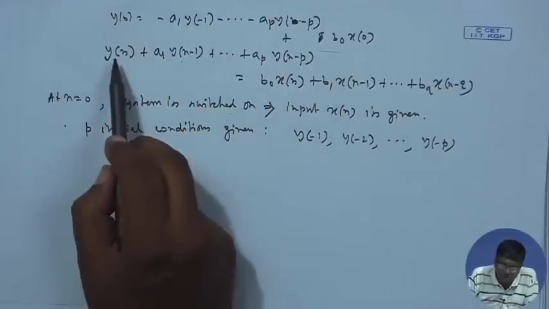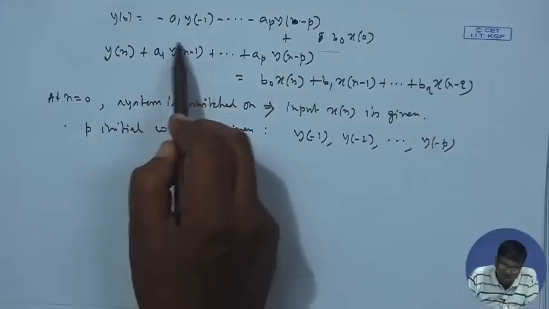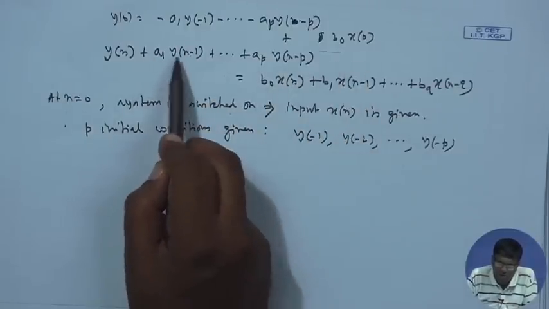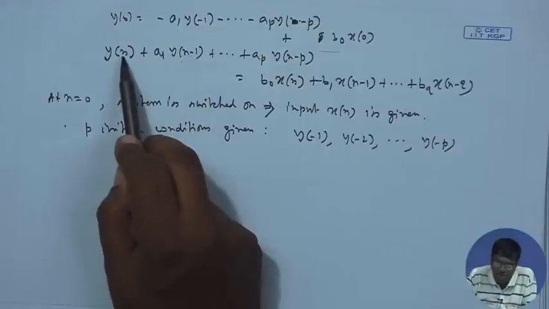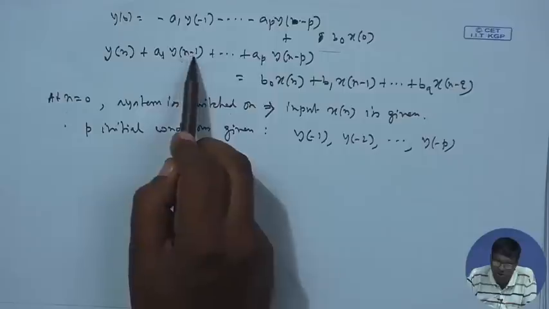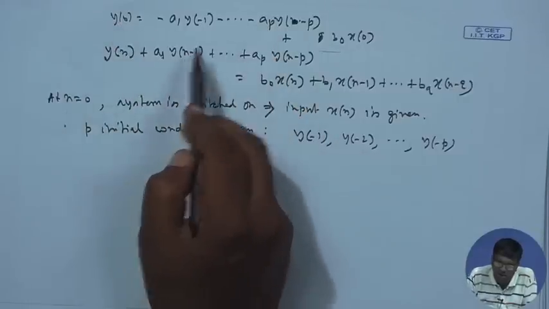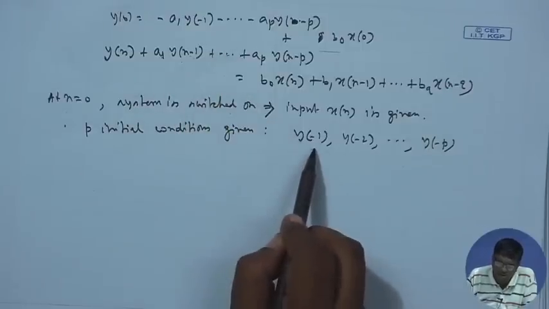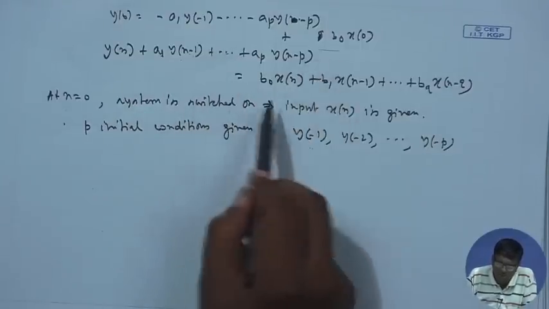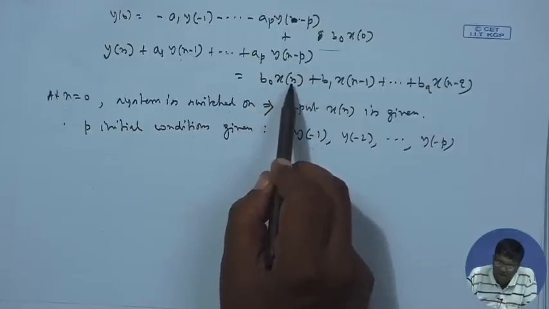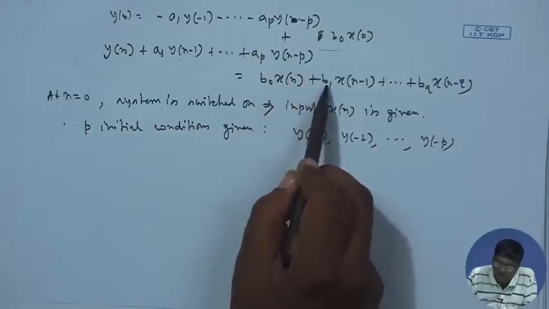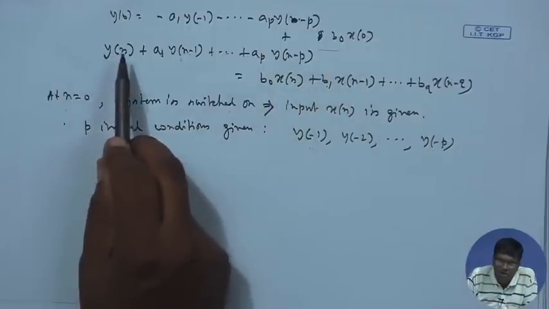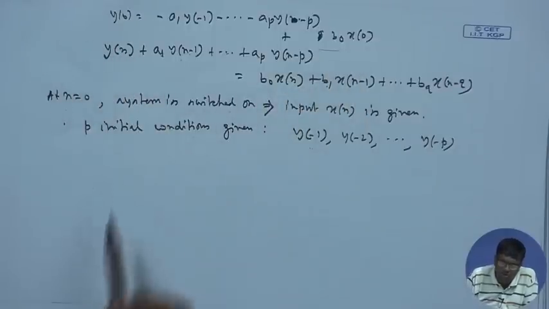Then you go to y 1. y 1 will be what? You take these terms on the right hand side. So, minus a 1 y 0, because n is 1 now. y 0 is already calculated, put it back, then minus a 2 y minus 1, y minus 1 initial condition is given, dot dot dot, and then b 0 x 1 and b 1 x 0. These two input values are known, use them, get back y 1. Then from that you get back y 2, dot dot dot.